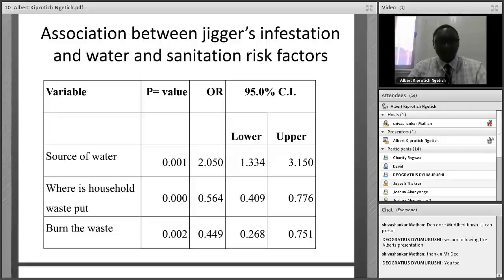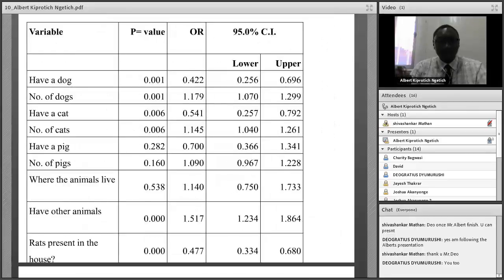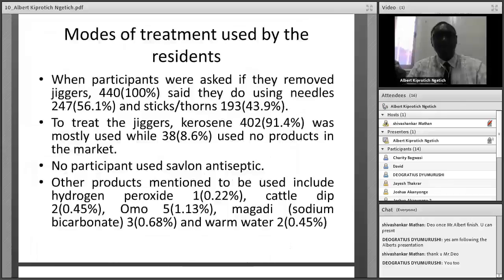I already mentioned having domesticated animals: number of dogs, number of cats, number of pigs. The higher the number, the more the chances that they are going to have jiggers. Most of the participants say that they remove the jiggers using needles and also thorns, which are present in the community. They do not use any antiseptic.